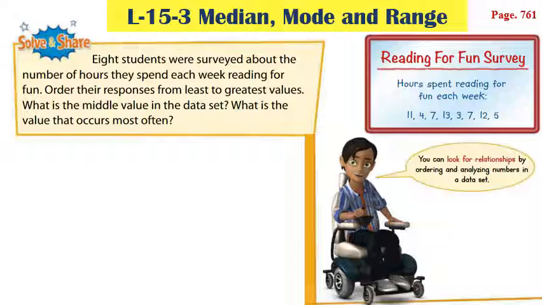What is the middle value in the data set? What is the value that occurs most often? Now, look at the right for the data set given. Reading for fun survey. Hours spent reading for fun each week: 11, 4, 7, 13, 3, 7, 12, 5. You can analyze the numbers in a data set. Have you got the answer?